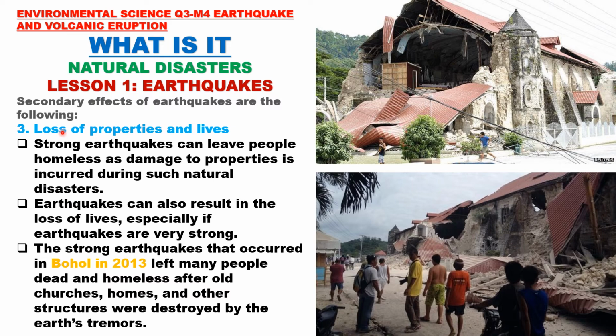Another secondary effect of earthquakes is loss of properties and lives. Strong earthquakes can leave people homeless as damage to properties is incurred during such natural disasters. Earthquakes can also result in the loss of lives, especially if they are very strong. The strong earthquake that occurred in Bohol in 2013 left many people dead and homeless after old churches, homes, and other structures were destroyed by the earth's tremors. These pictures were taken during the 2013 earthquake in Bohol. Old churches were damaged because of the very strong earthquake.